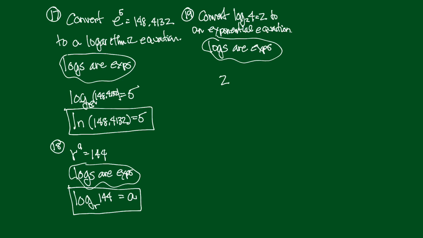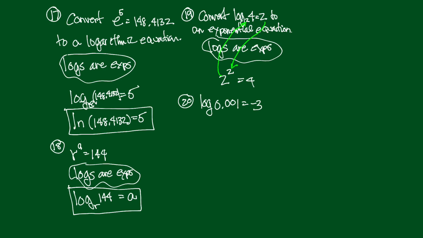Now that base is this 2 right here. Here's the exponent, 2, which happens to be that 2 right there. And this is equal to 4. All right, so I said the logarithm is the exponent. So the exponent is 2. Exponents go on bases, and the other number is 4. And it's a true statement, right? 2 squared is 4.